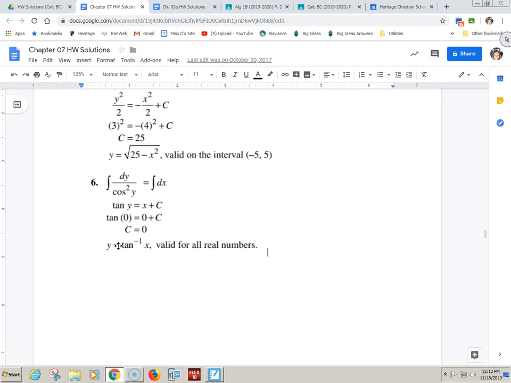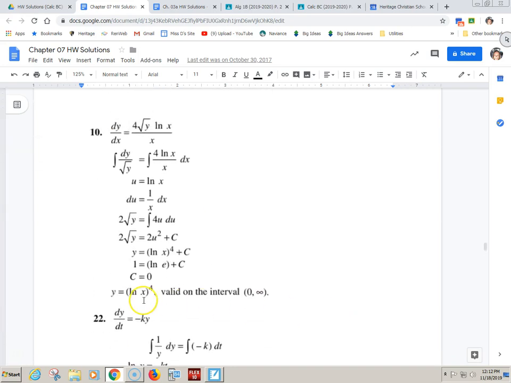What's the domain of tangent itself? Well, it can't be at pi over 2, can't be at negative pi over 2, can't be at 3 pi over 2. So many vertical asymptotes, but what about tangent inverse's domain? Why does it say all real numbers? How left, how right does tangent inverse go? Yeah, infinitely. So tangent inverse's domain is all real numbers.